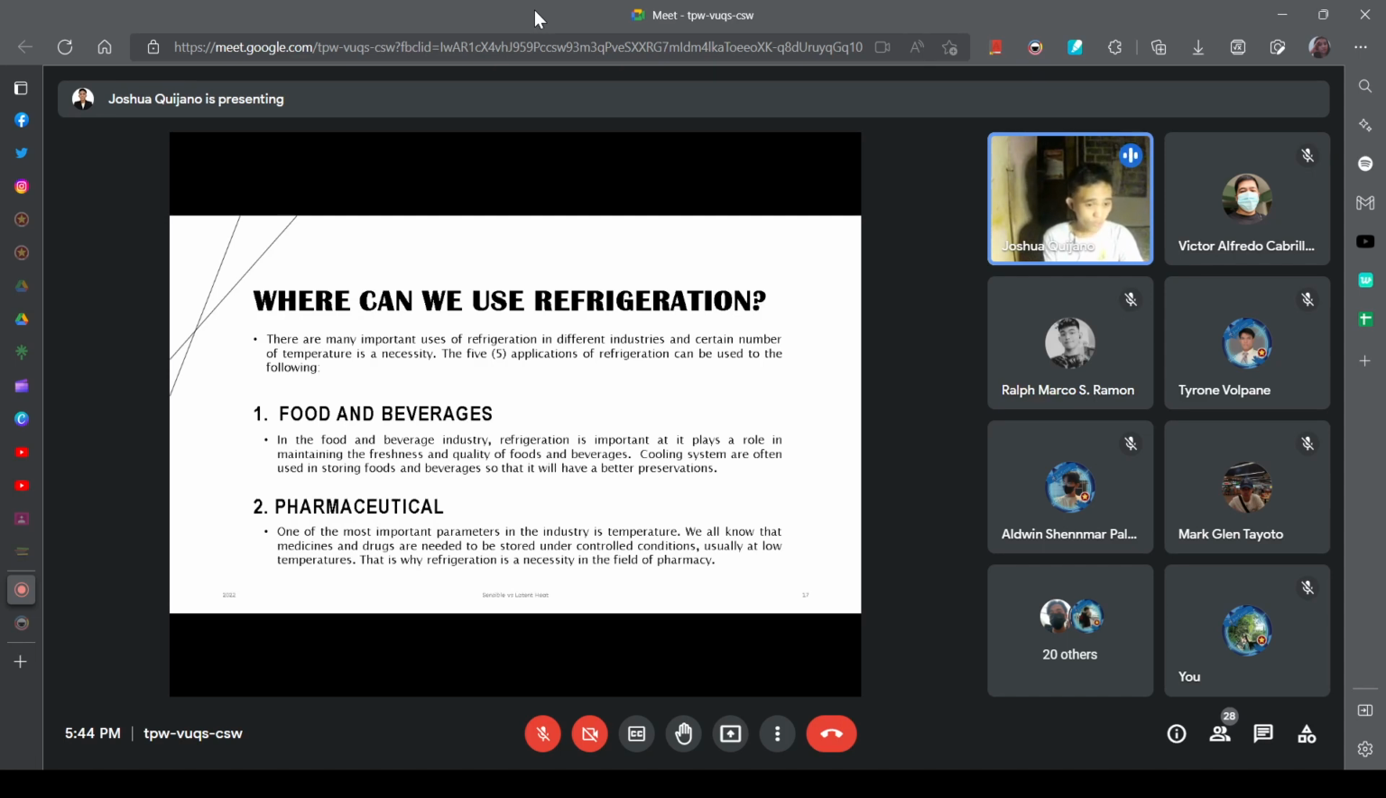Pharmaceutical. One of the most important parameters in the industry is temperature. We all know that medicines and drugs need to be stored under controlled conditions, usually at low temperatures. That is why refrigeration is a necessity in the field of pharmacy.